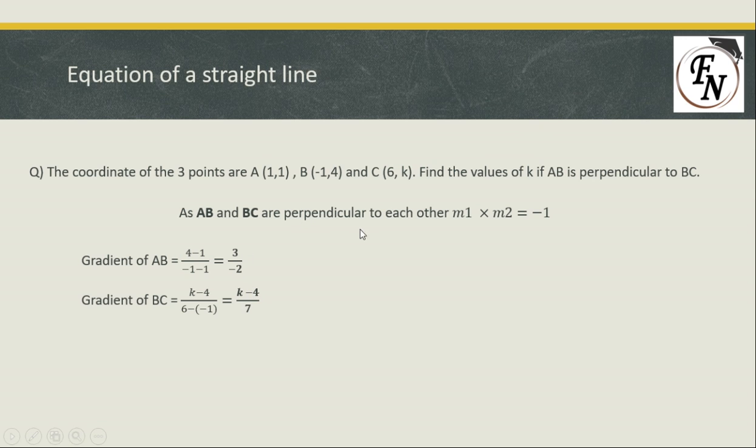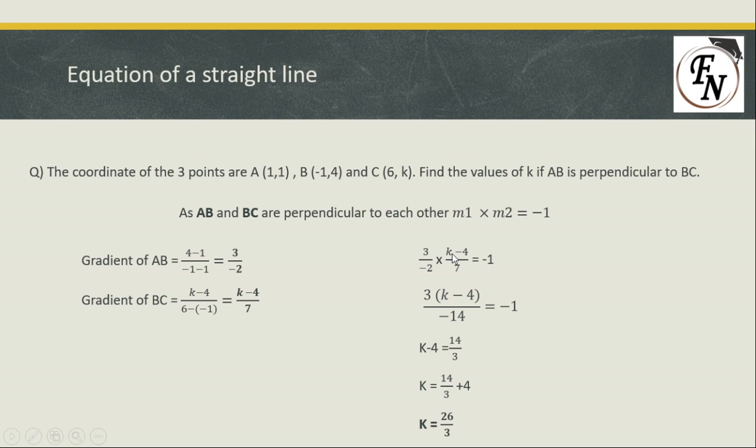So as the lines are perpendicular to each other, I can place the value of m1 as 3 over minus 2, and m2 as (k minus 4) over 7, and this equals minus 1. So here it is, and I'll now solve it.